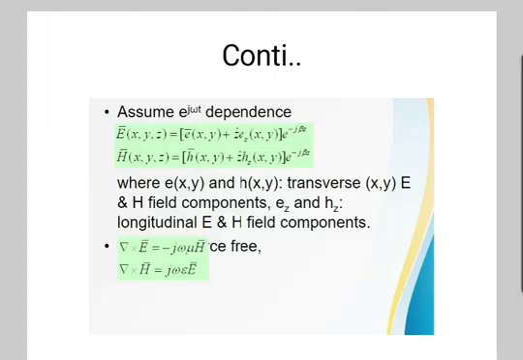Now here assume e^{jωt} dependence. The equations for E bar and H bar are given here. E_t(x,y) and H_t(x,y) are the transverse E and H field components. E_z and H_z are the longitudinal E and H field components.